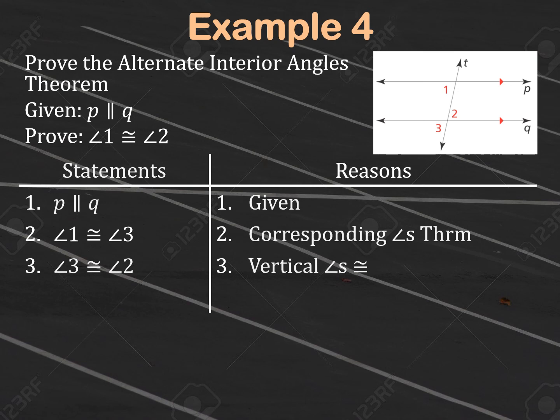So now you have angle 1 congruent to angle 3, and you have angle 3 congruent to angle 2. The final step is to show angle 1 is congruent to angle 2. How are they congruent? By the transitive property of congruence. So you'll see that angles 1 and 2 are both congruent to angle 3, so therefore they have to be congruent to each other by the transitive property of congruence.